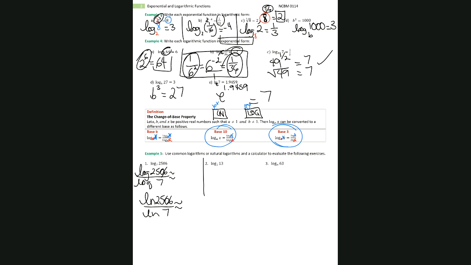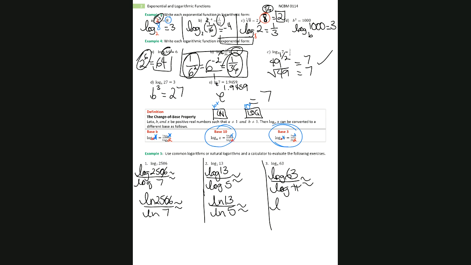So number 2, we could also do the same. We could take the log of 13, remember, if we don't see a number it is base 10, divided by the log of 5. We could also get that if we take the natural log of 13 and then divide by the natural log of 5. And then finally, for number 3, we will be finding the log base 10 of 63 divided by the log of pi, also base 10. That will give us an approximation. And for this one, it will be the natural log of 63 divided by the natural log of pi.